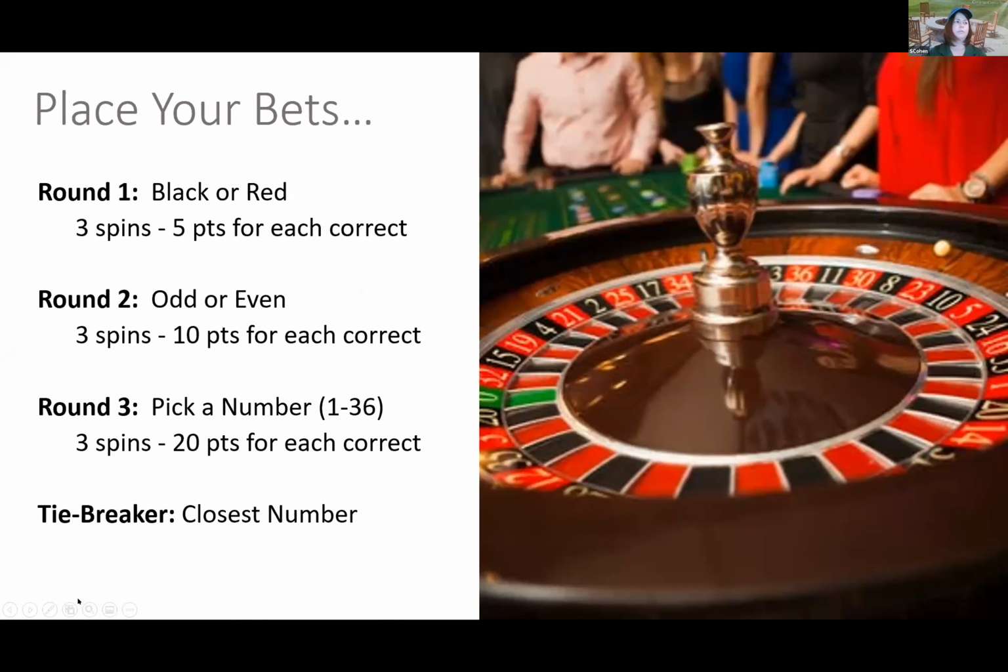We're going to do three rounds throughout the night. And hopefully everyone got your scorecard. Each round will have a different theme. Yes, there we go. I see some scorecards. In round one, we're going to just bet black or red, and there'll be three spins on each round, and you'll earn 5 points for each correct bet. In round two, we're going to do odds or evens, and again, there'll be three spins in the round and 10 points for each one that you get correct. And then in round three, we're actually going to try to pick a number between 1 and 36 to see if we can try your luck on guessing the exact number that it's going to land on.